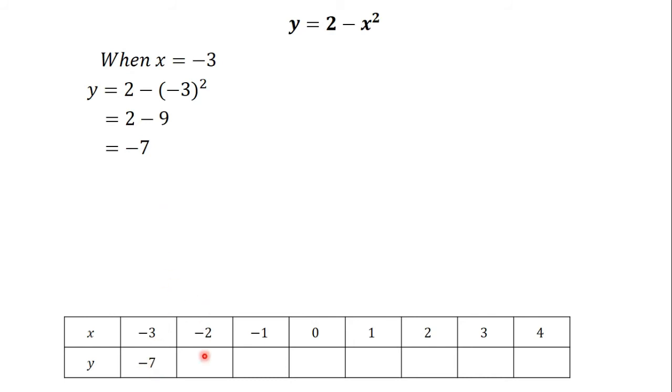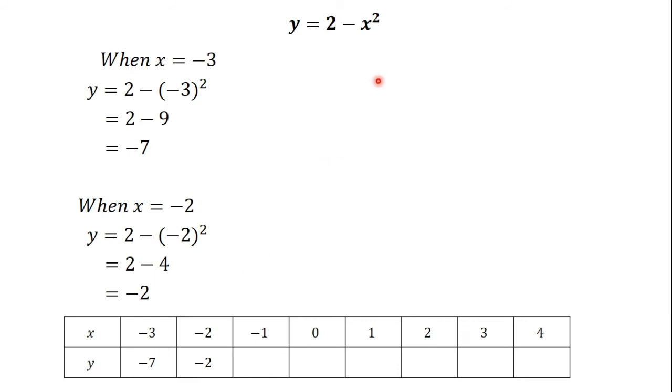We move on to the next x value, which is minus 2. When x is equal to minus 2, y will be equal to 2 minus (minus 2) squared. Once again, don't forget that minus 2 is a negative number, so you have to put it in the bracket. We have y is equal to 2 minus (minus 2) squared. Minus 2 squared will give us 4. So we have y is equal to 2 minus 4. And 2 minus 4 is minus 2. So when x is equal to minus 2, y is equal to minus 2.